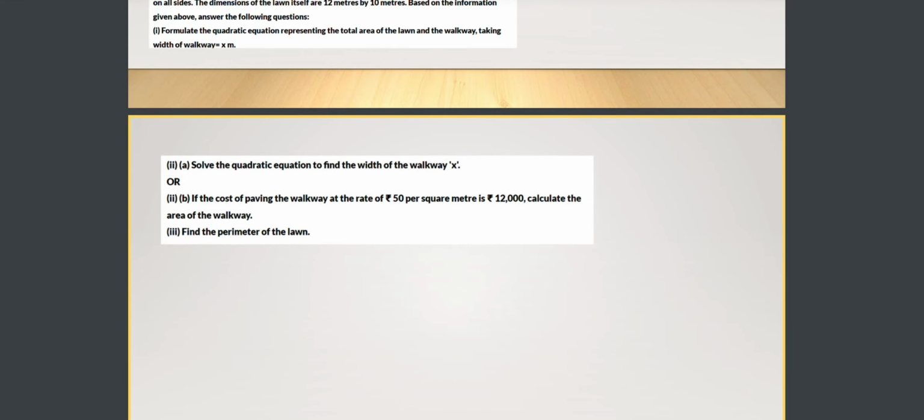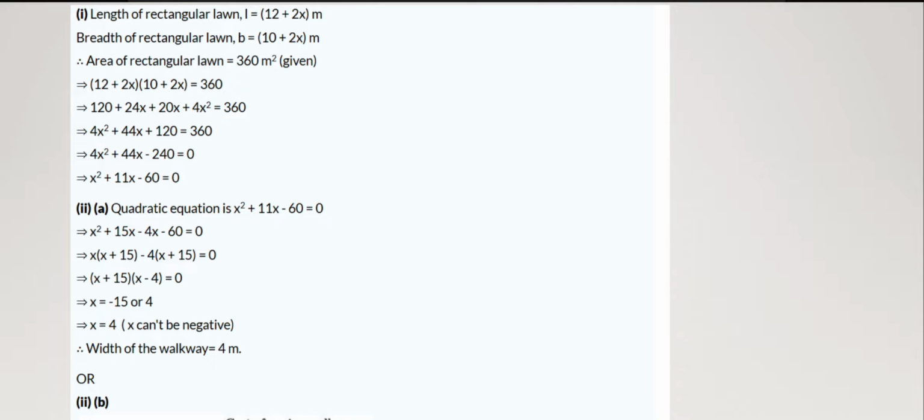Move to part 2. You have to solve the quadratic equation that you found in question number 1 and find the width, that is, the value of x. You can easily solve this quadratic equation as you have read in your chapter. The quadratic equation is x square plus 11x minus 60 equals 0. Solving it, you'll get x equals minus 15 or 4. Since x equals minus 15 is negative, it can't be the width because length should always be positive. So x should be 4.